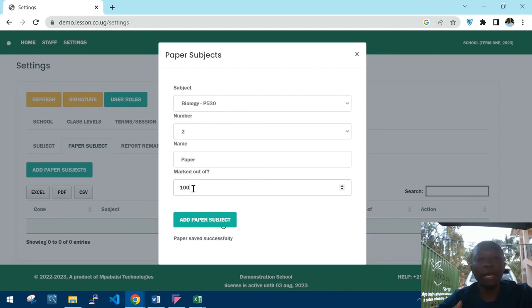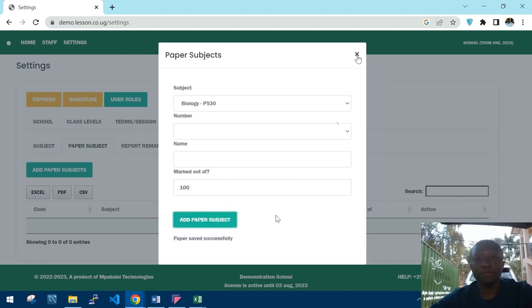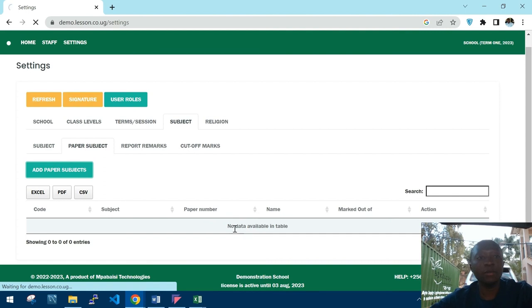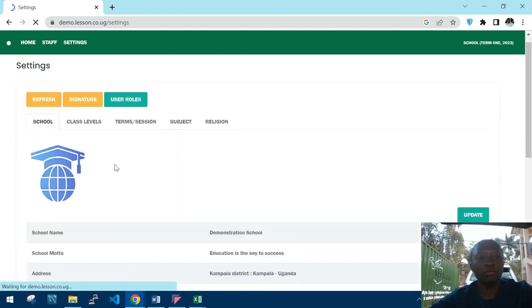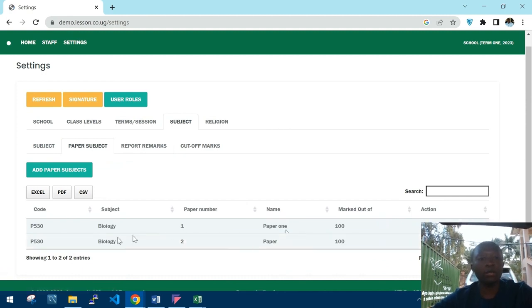But what we recommend is do 100%, 100%. This means when the teachers are recording marks in the system, they are going to bring them at 100% level when they are recording the A-level marks. So if we can reload and we go to papers, you can see we have biology paper 1 and biology paper 2.